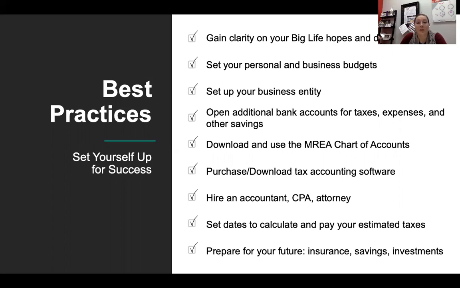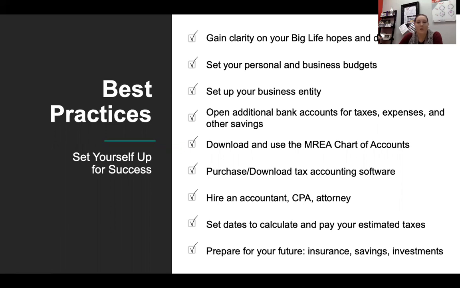You're gaining clarity on your big life, your hopes and dreams. You're setting your personal goals and business budget. You set up your business entity like we talked about in the beginning of today's session. You're opening additional bank accounts for taxes, expenses, and other savings, and speaking with your CPA or attorney. You want to download and use the MREA chart of accounts that's already in our Facebook group, and anybody that doesn't have it, I'm happy to share that with you if you cannot find that.